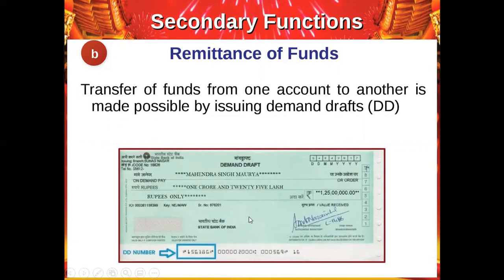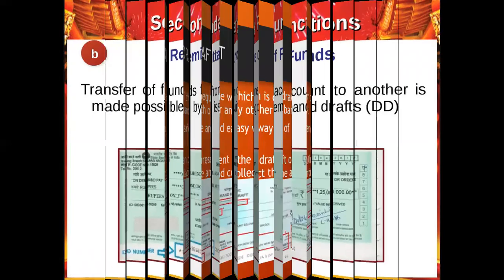So how is a DD made? Suppose you want to make a DD, you will walk into the branch, you will fill a DD slip or a DD form given by the bank officer there, and you will write the details on whose name you want to issue this DD, how much is the amount, the date, everything. And once the DD is issued, this is the DD number, the very first, like on a check we have a check number. Here's the DD number. So this is how the DD is issued for a demand draft.